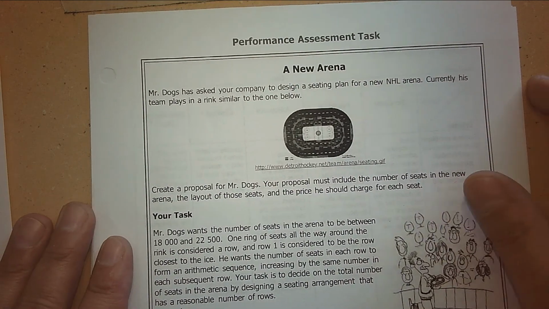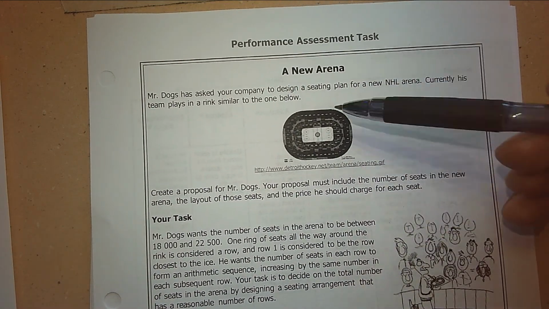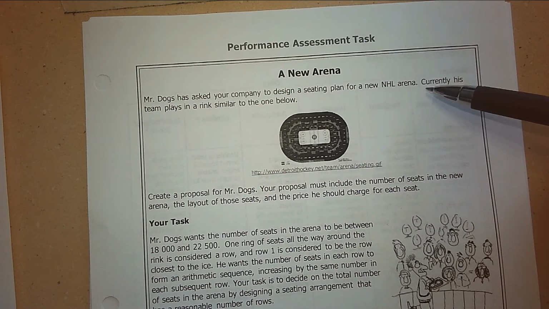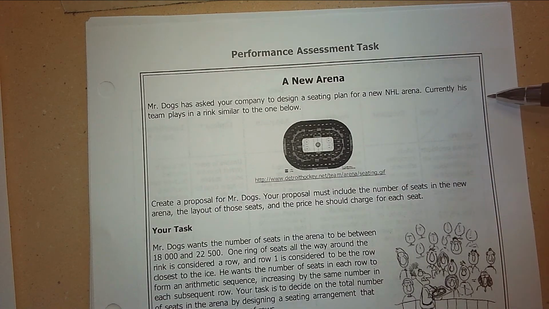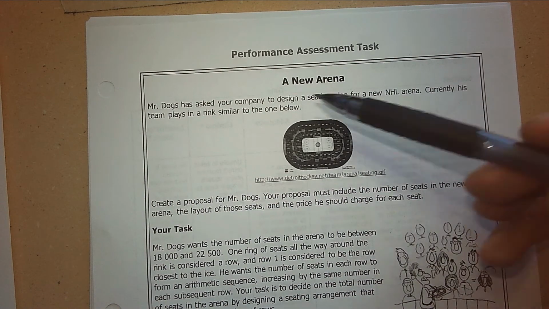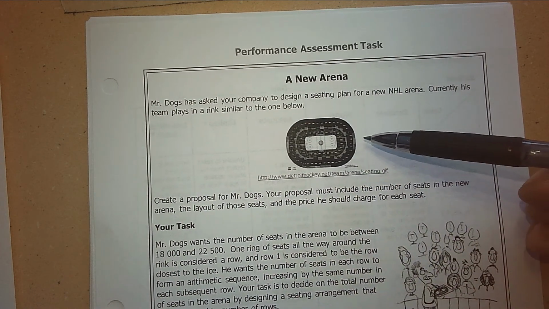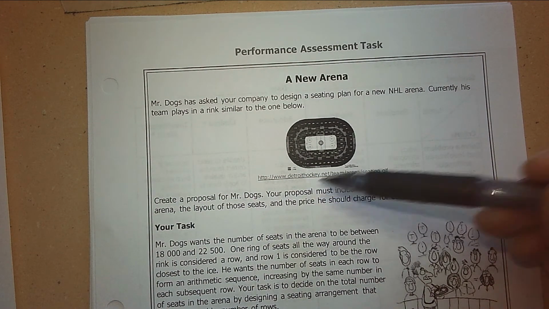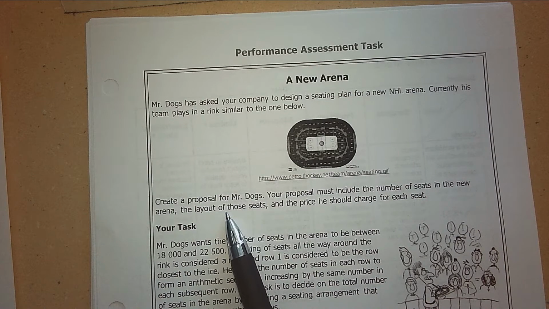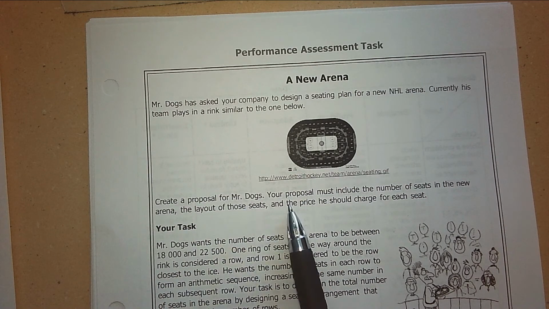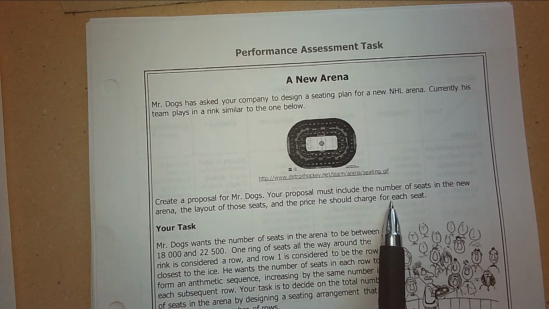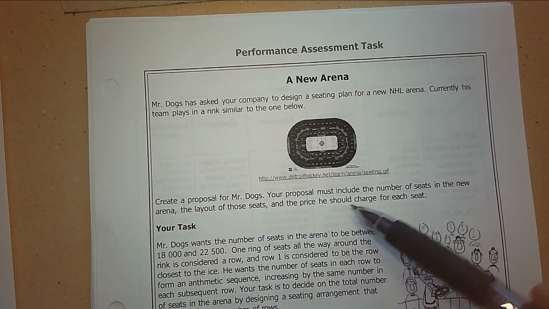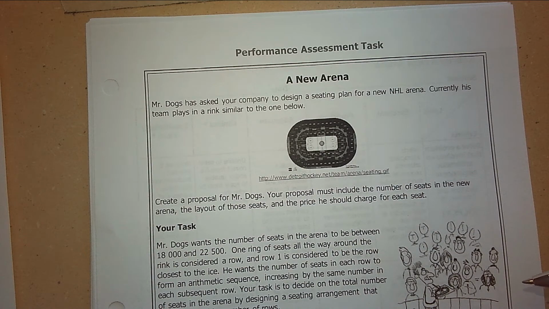So Mr. Doggs has asked your company to design a seating plan for a new NHL arena. That would be a hockey rink. Currently, his team plays in a rink similar to the one below. So there's a picture of a hockey rink from Detroit. So create a proposal for Mr. Doggs, and your proposal must include the number of seats in the new arena, the layout of those seats, and the price he should charge for each seat.